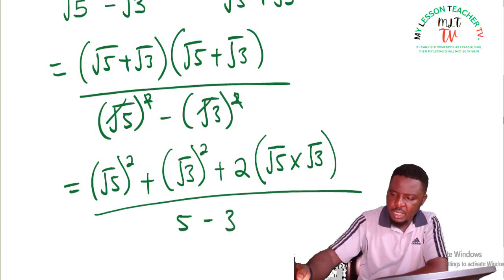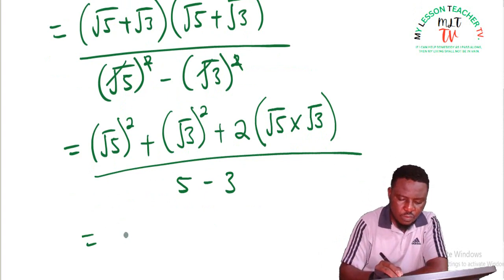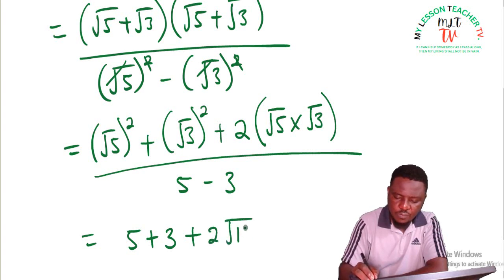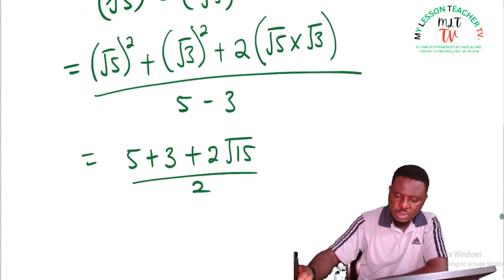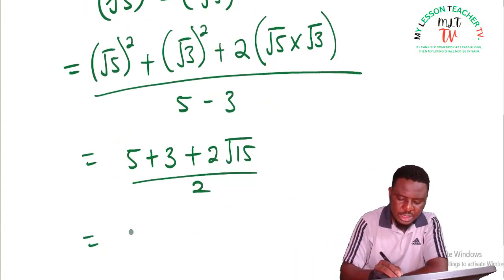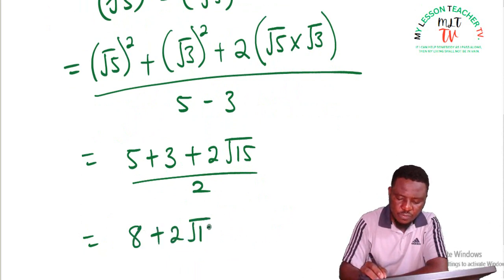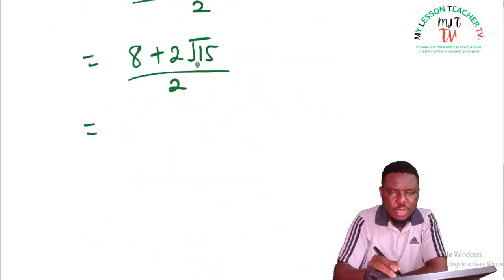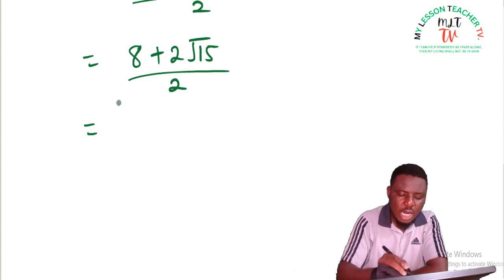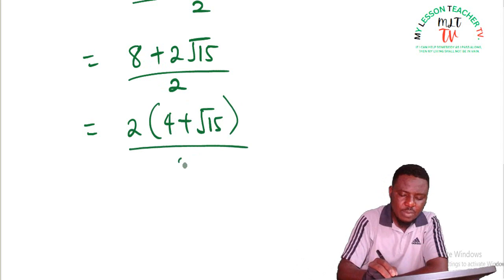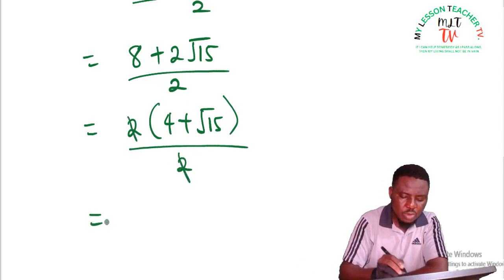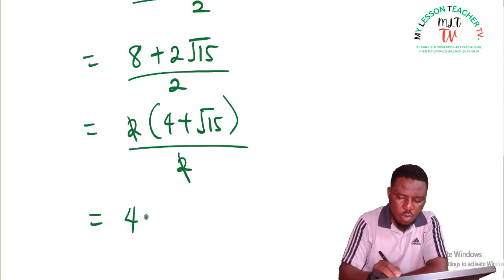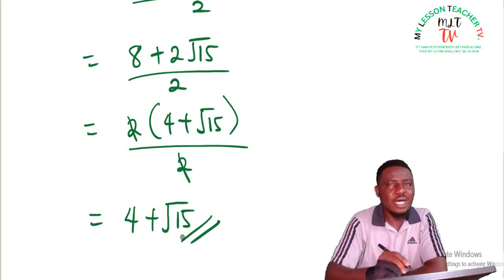5 minus 3. And when you simplify the numerator, this gives you 5 plus 3 plus 2 root 15, all divided by 2. So simplifying this further, you have 5 plus 3 is 8 plus 2 root 15 divided by 2. And this is equal to, at the numerator, 2 is a factor, so I can factorize out 2. So I have 2 into bracket 4 plus root 15 all divided by 2. And 2 at the numerator and denominator can cancel out. So this becomes 4 plus root 15 as our answer.